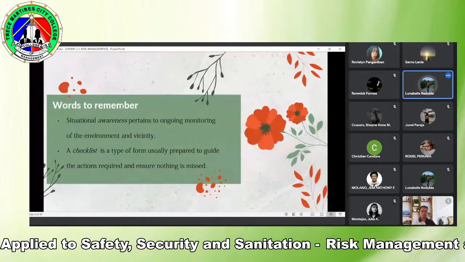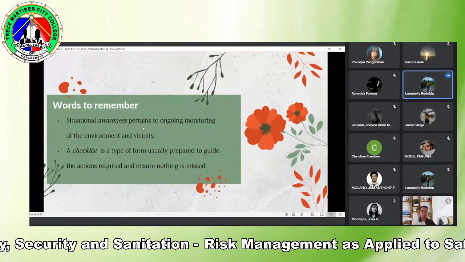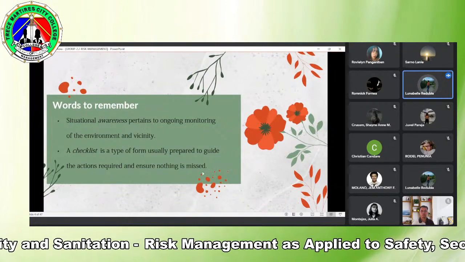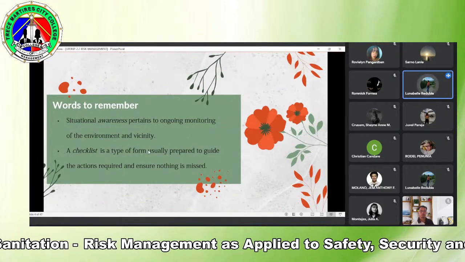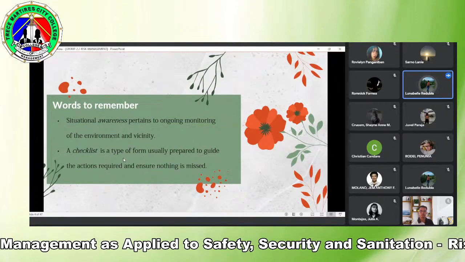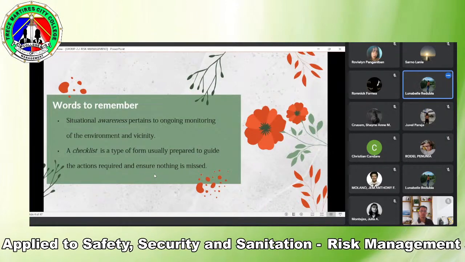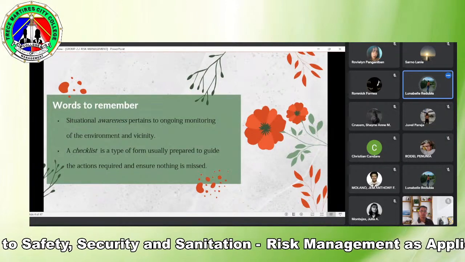These are the words to remember. The first is situational awareness, pertains to ongoing monitoring of environment and vicinity. Next is a checklist, a type of form usually prepared to guide the action required and ensure nothing is missed.